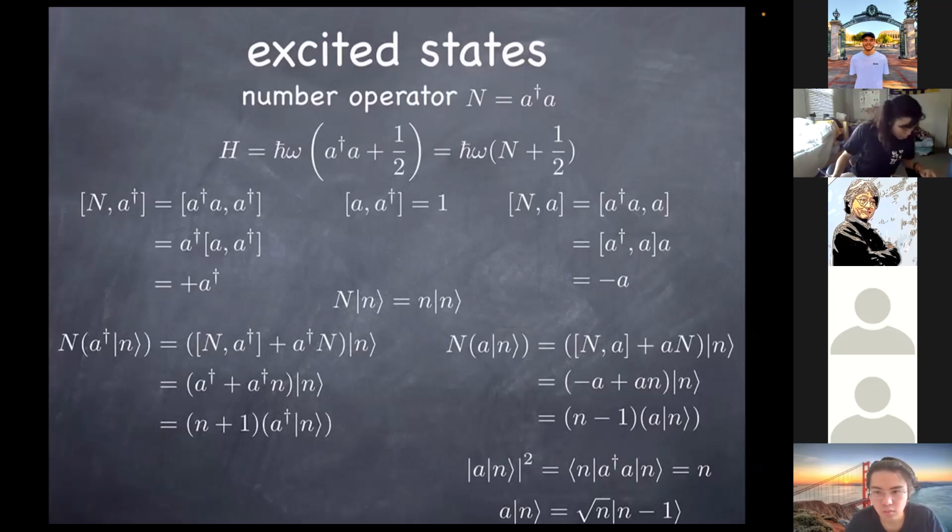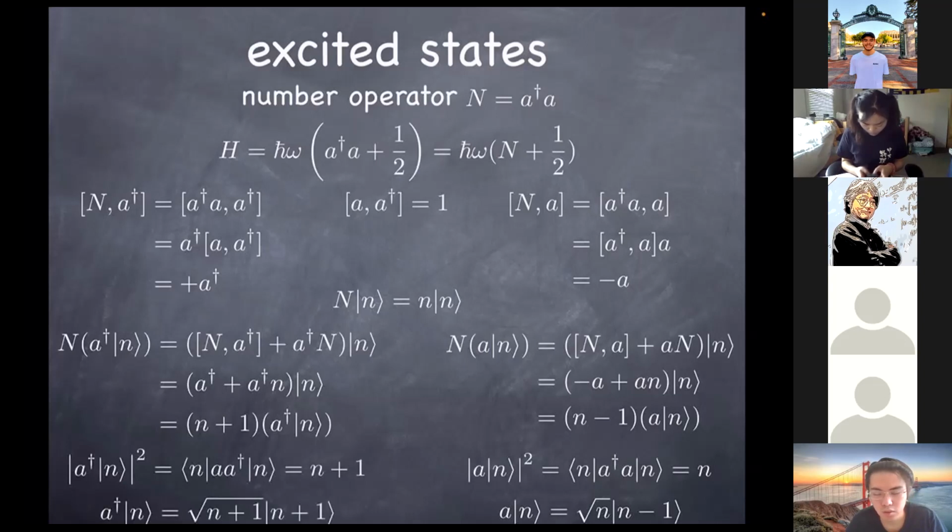So to properly normalize the state with n minus 1 eigenvalue, I need to multiply that by the square root of n for the proper normalization. And you can do the same thing when you raise the eigenvalue n to n plus 1. Hence the normalization factors square root n and square root n plus 1 when you lower or raise the eigenvalue of the number operator. And once you know this, you have the entire Hilbert space.